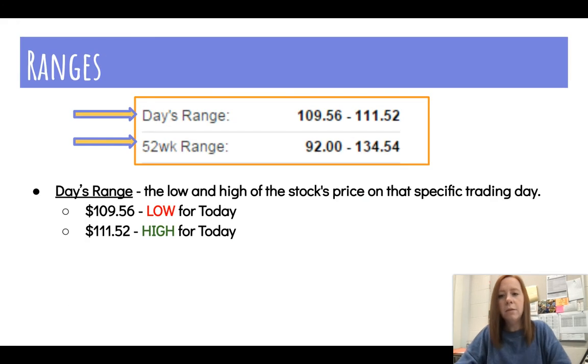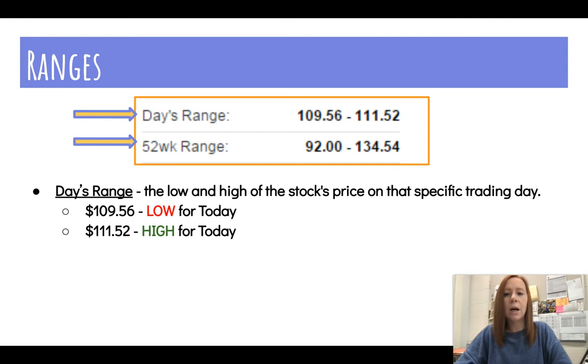All right, so now we have the day's range and the 52-week range. I like the 52-week range, and I'll explain why. But before I go there, let's talk about the day's range. This is the low and the high for that specific day. So if today was Tuesday, it would be the lowest it got on Tuesday and the highest it got on Tuesday. You'll see that these numbers are not going to vary much because it's just within one trading day.